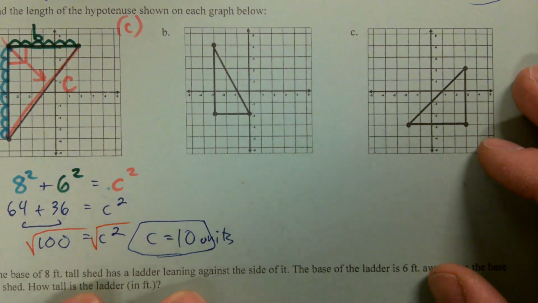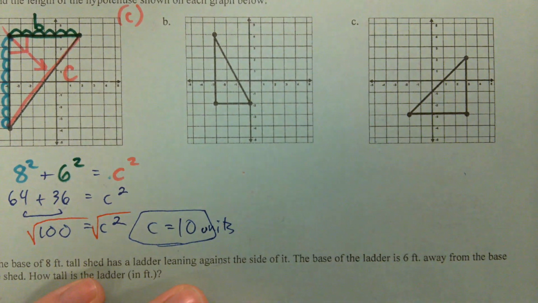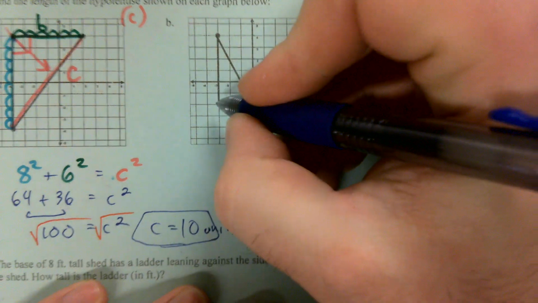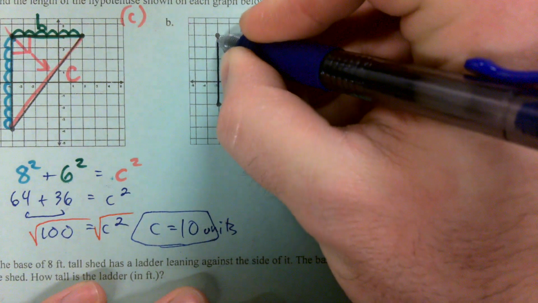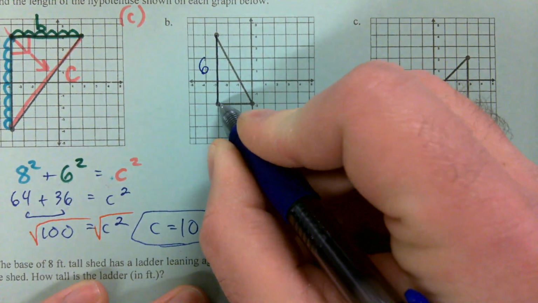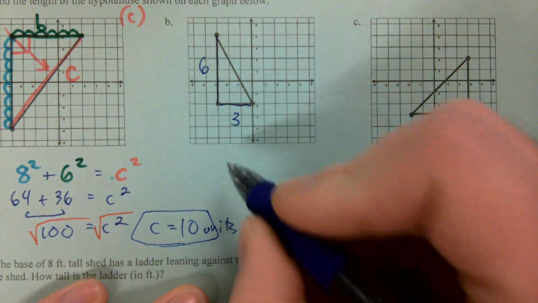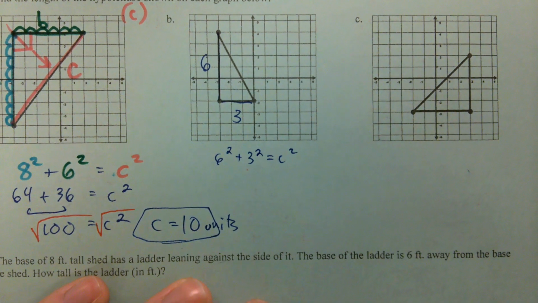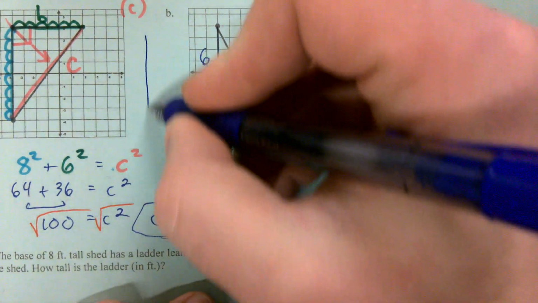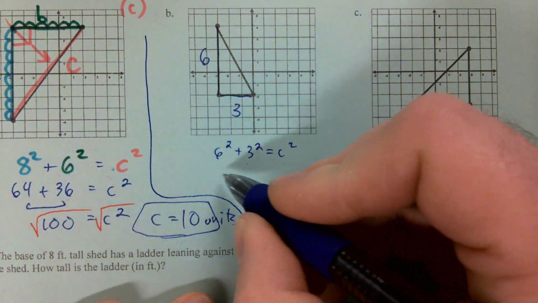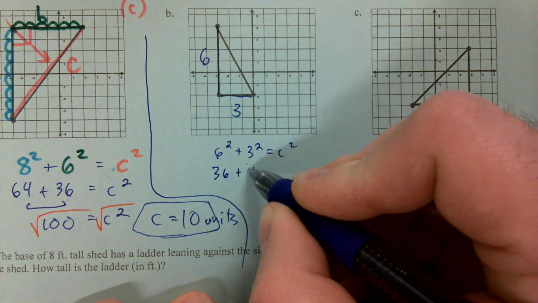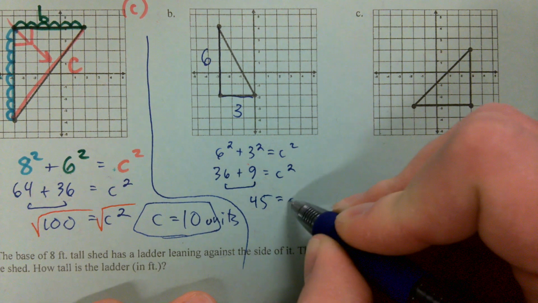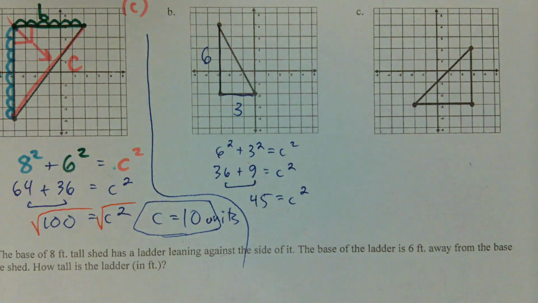All right, let's come together. We'll talk about these. So B. How long is my first leg? 6. How long is my second leg? 3. I'm going to do 6 squared plus 3 squared equals C squared. 6 squared is 36. 3 squared is 9. Add those together and I get 45.